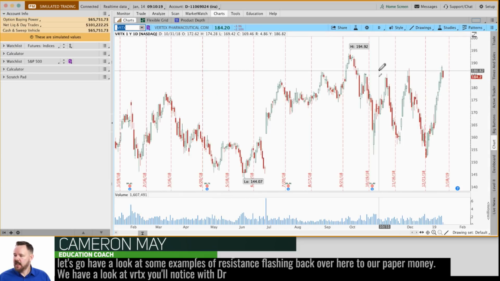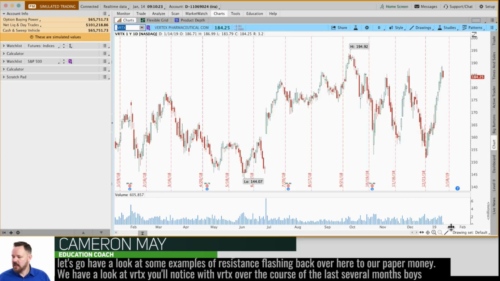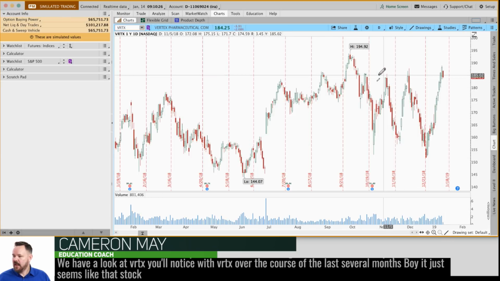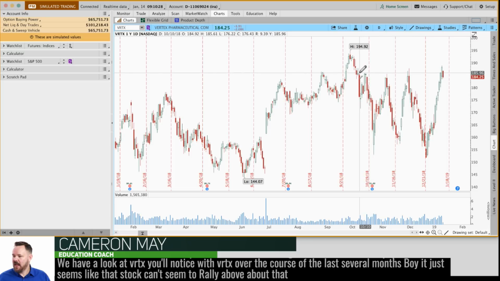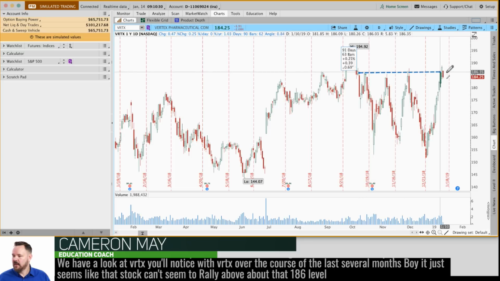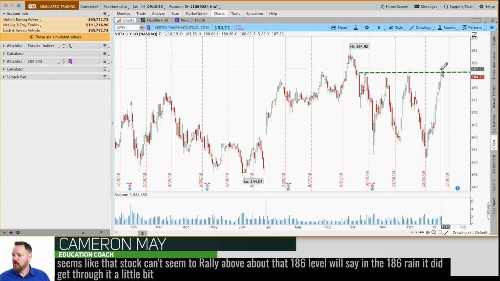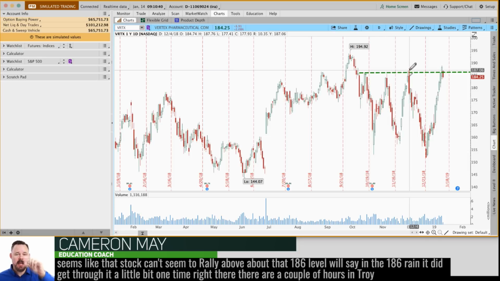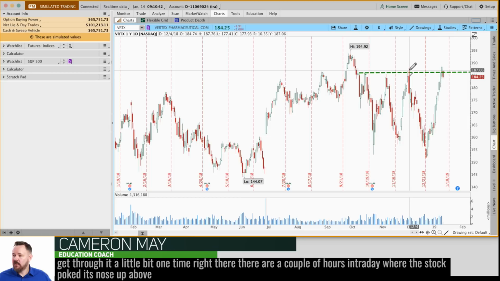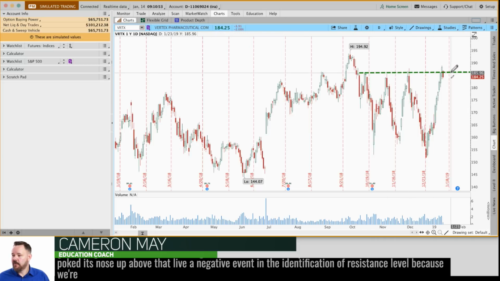You'll notice with VRTX, over the course of the last several months, boy, it just seems like that stock can't seem to rally above about that 186 level. Right? We'll say in the 186 range. It did get through it a little bit one time right there. There were a couple of hours intraday where the stock poked its nose up above that level. That's not necessarily a negative event in the identification of a resistance level, because what we're looking for here is an area.